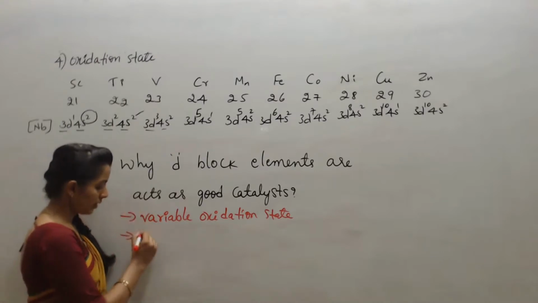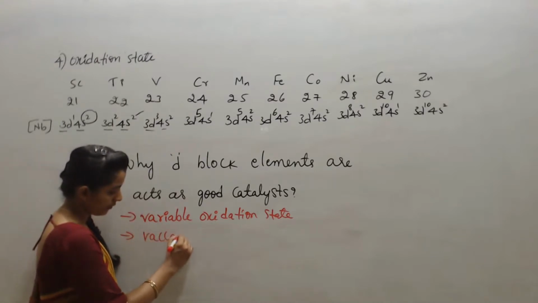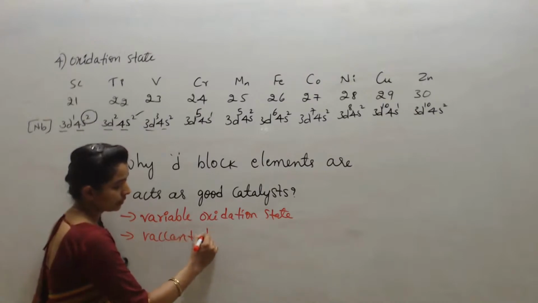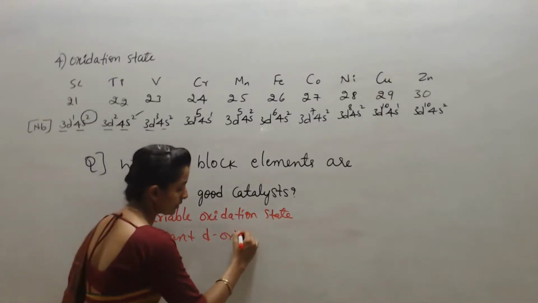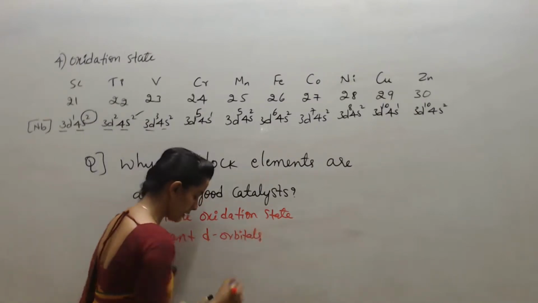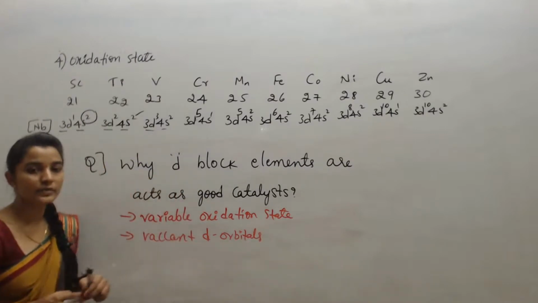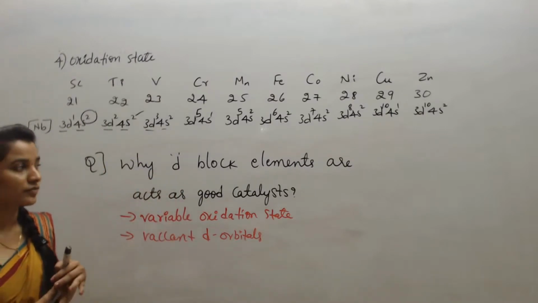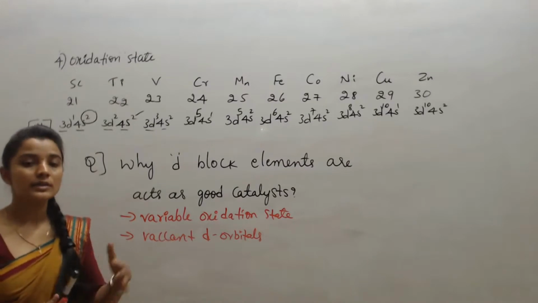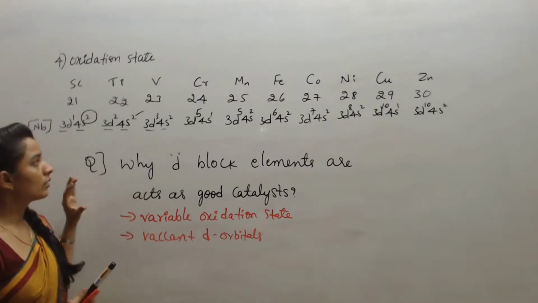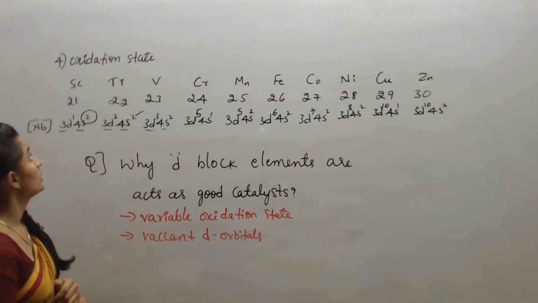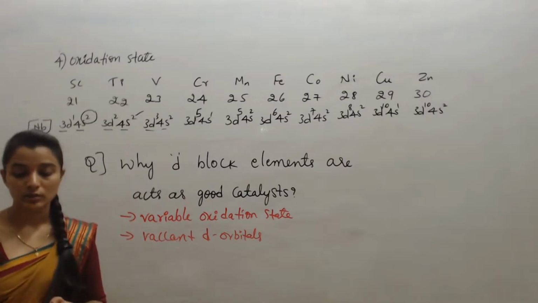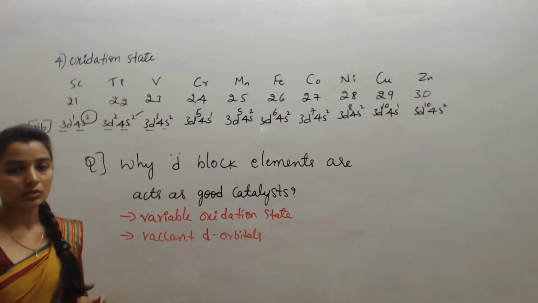Another one is they have vacant d orbitals. Due to the vacant d orbitals, they create enough space for the incoming electrons from the other species, which results in the reaction. Okay, so that's why they are what? Good catalysts. Okay, students.